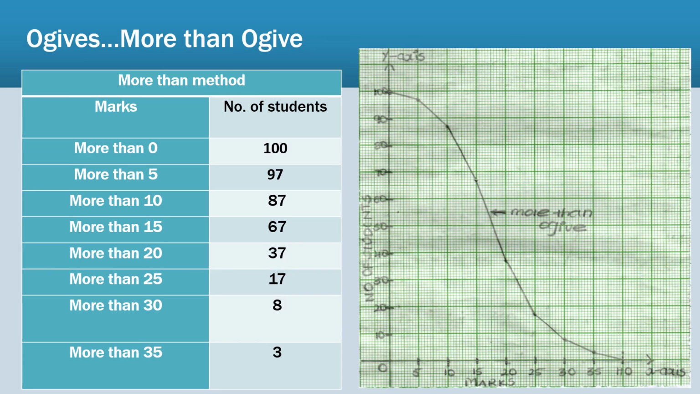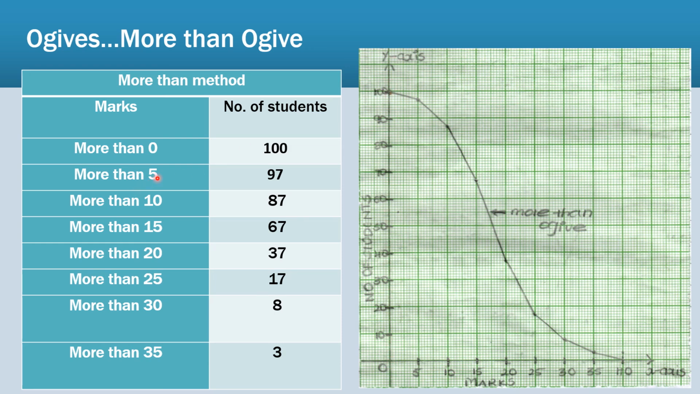Here we are now with the more than ogive. So how many students get more than 0 is the question we asked. How many students get more than 5, more than 10, more than 15, more than 20, so on. So in this case, in the more than type of cumulative frequency distribution, we plot the cumulative frequencies against the lower class limit, which in this case is 0. Here in the next instance it is 5 and so on. So 100 is plotted against 0. So that point would be on the y-axis itself.